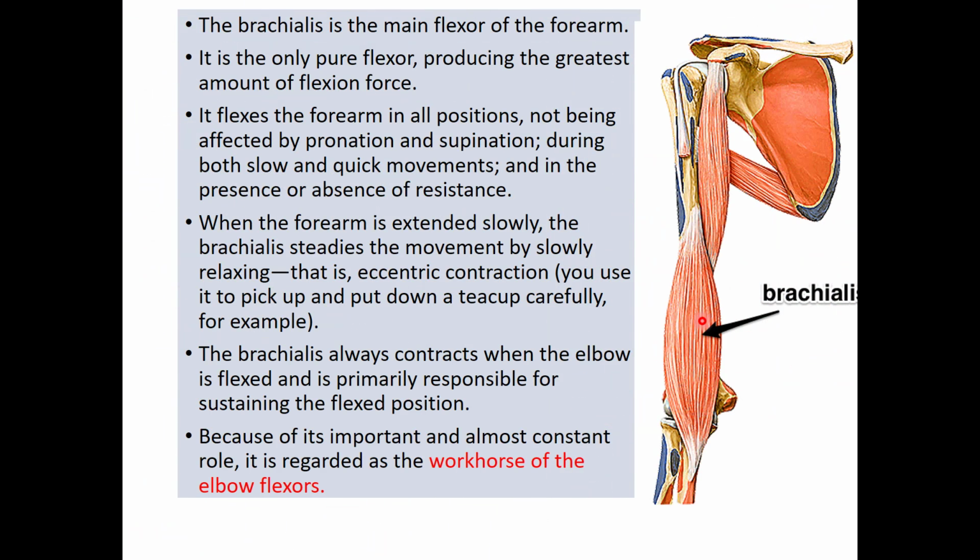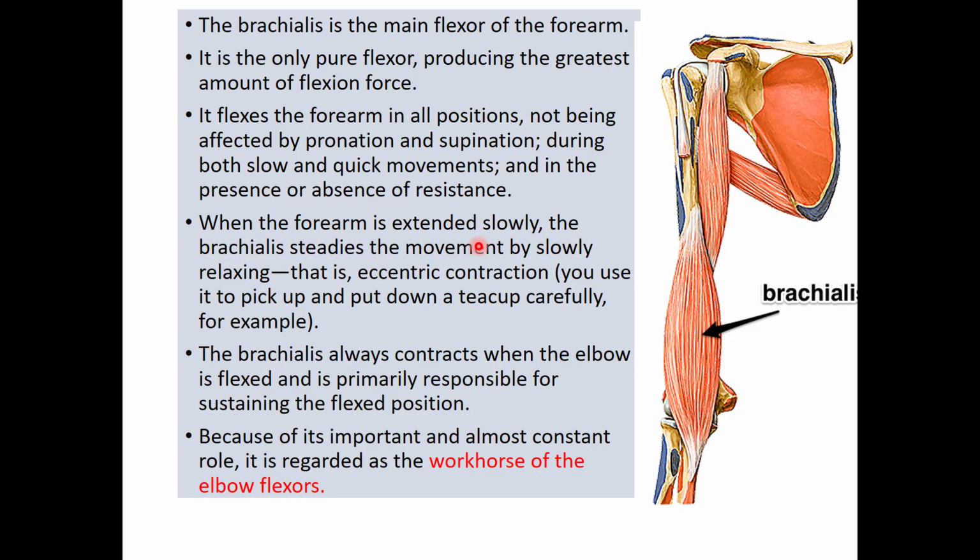The brachialis muscle is the main flexor of the forearm. Sometimes in viva it is asked which one is the main flexor of the forearm. So it is the brachialis muscle. It is the only pure flexor, producing the greatest amount of flexion force. It flexes the forearm in all positions, not being affected by pronation and supination, during both slow and quick movements, and in the presence or absence of resistance. That is, it flexes the forearm whether pronated or supinated, whether the movement is slow or quick, and whether resistance is present or absent.